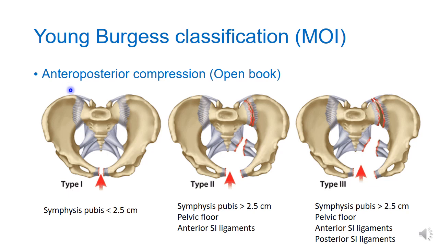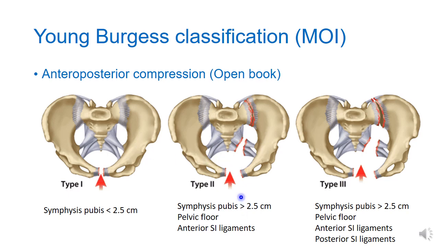So in the Young-Burgess classification, the direction of injury is either anteroposterior compression, so like you are opening the pelvic bones apart like you are opening a book, so it's called open book injuries. And it depends on the amount of injury. If there's just injury to the anterior structures, it will open the symphysis pubis by less than 2.5 centimeters.